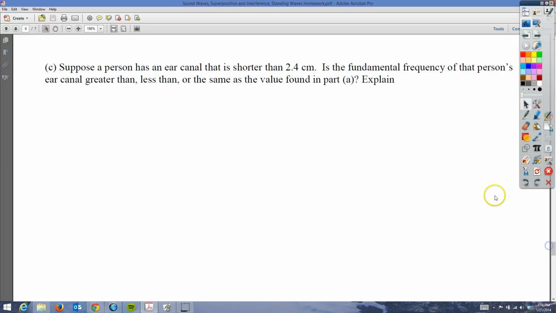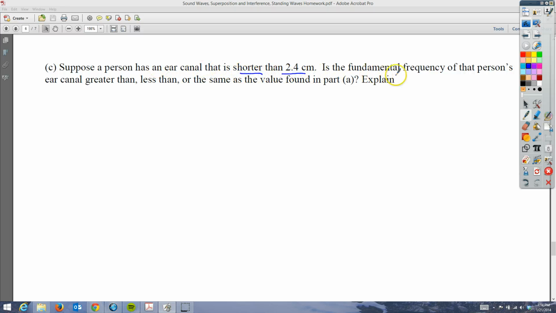The last one that we have is this one. This is the last part of number 71, and it says suppose a person has an ear canal that is shorter than 2.4 centimeters. Is the fundamental frequency of that person's ear canal greater than, less than, or the same as the value found in part A? And it should be greater. Okay, and they always say explain, just like they do on the AP test. The fundamental frequency is inversely proportional to the length of the ear canal.